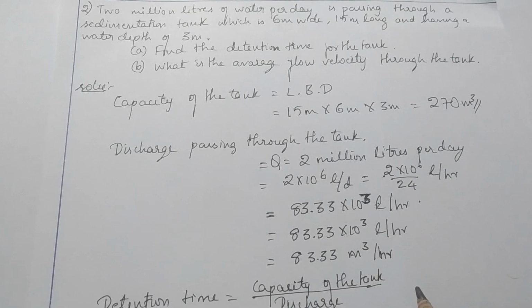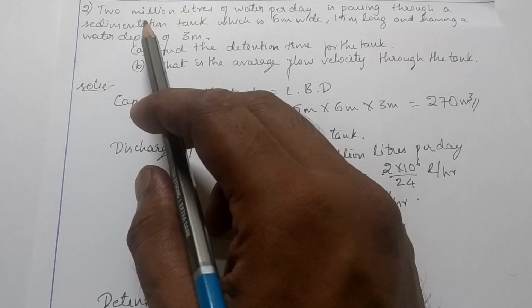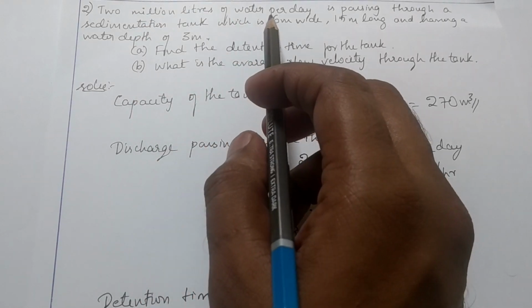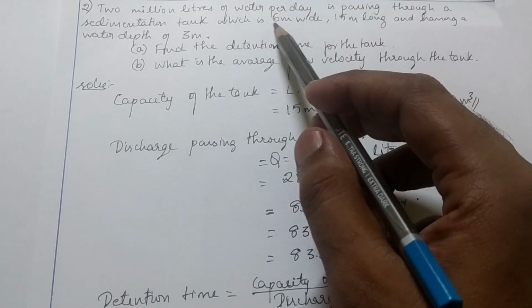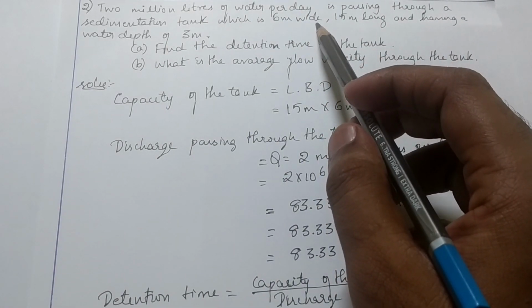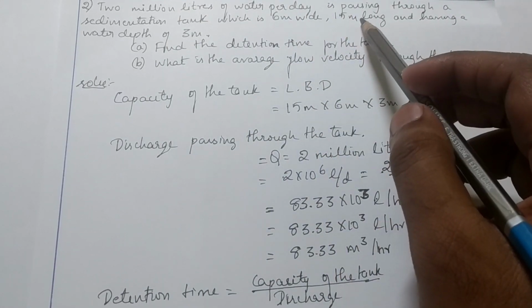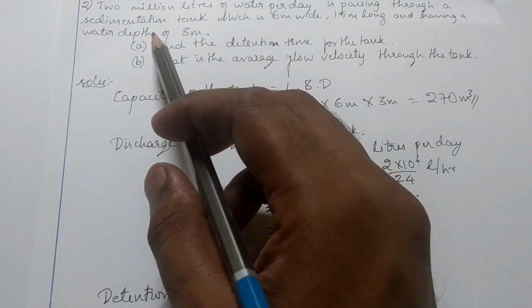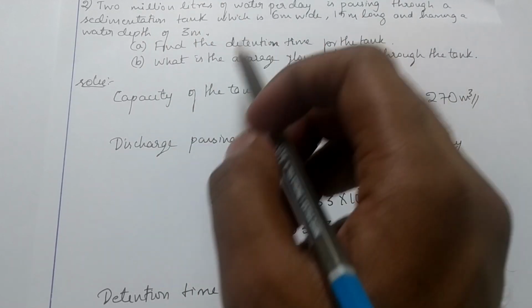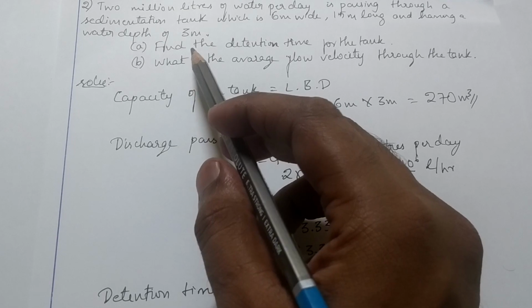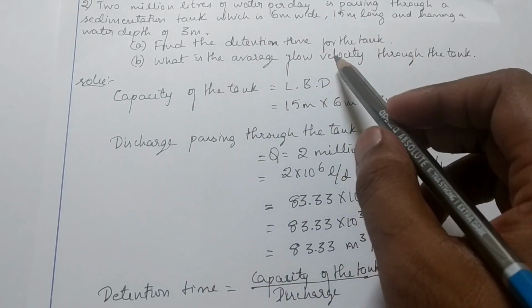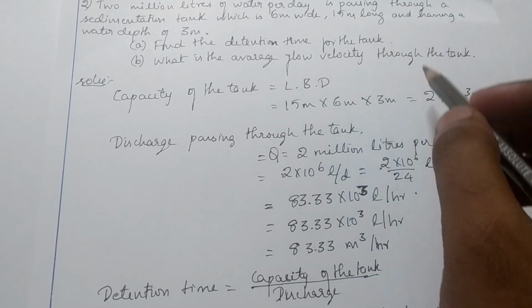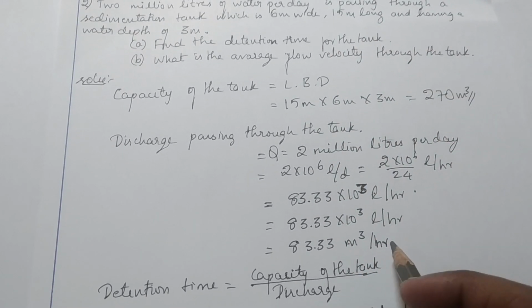So let us consider another set of data. In this, 2 million liters of water per day is passing through a sedimentation tank, which is 6 meter wide, that is breadth, 15 meter long, and having a water depth of 3 meters. Dimensions are given. So we need to find the detention time for the tank and what is the average flow velocity through the tank. The flow velocity we should find out.